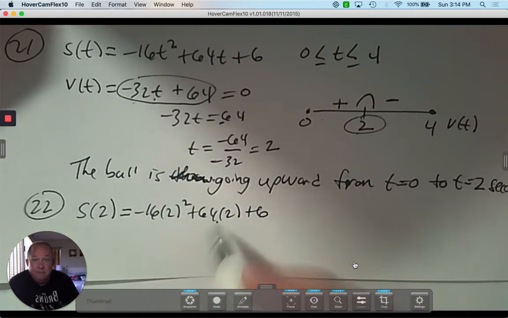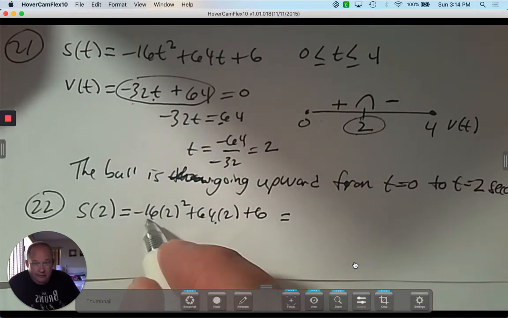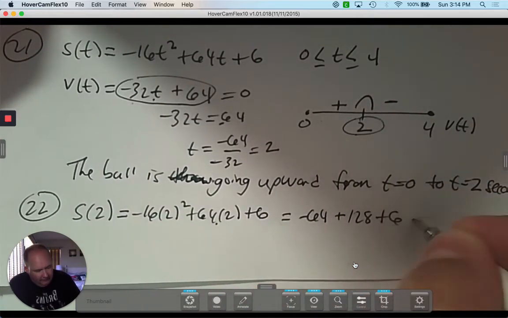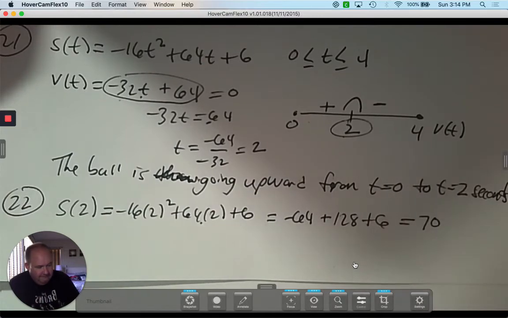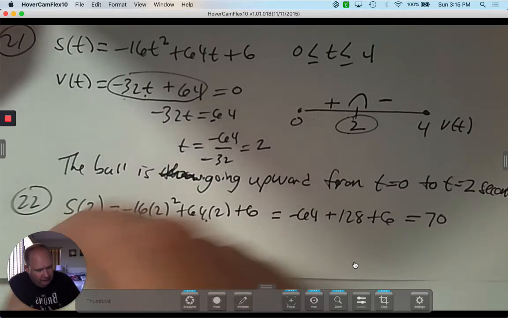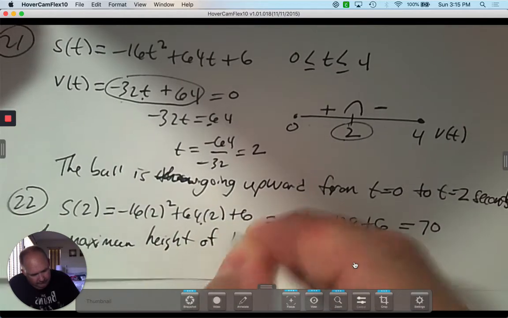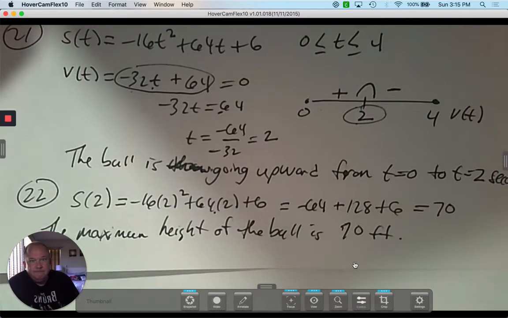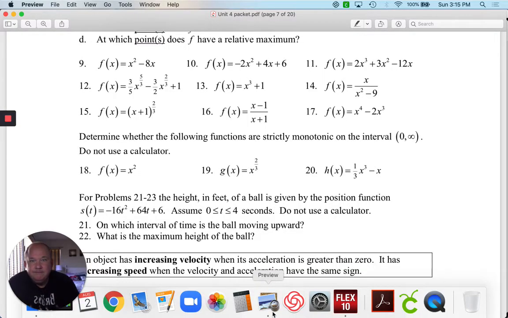So I know at 2 seconds it reaches its maximum height. What is that maximum height? Plug 2 into the position. So negative 16 times 4 is negative 64. 64 and 2 is 128, and 6. So I know this is 64 plus 6, that's 70. So what's the maximum height of the ball? And the answer is 70. And I think it's in feet, but I'll double check. Yes, okay. Number 23, I'm going to turn my page over.